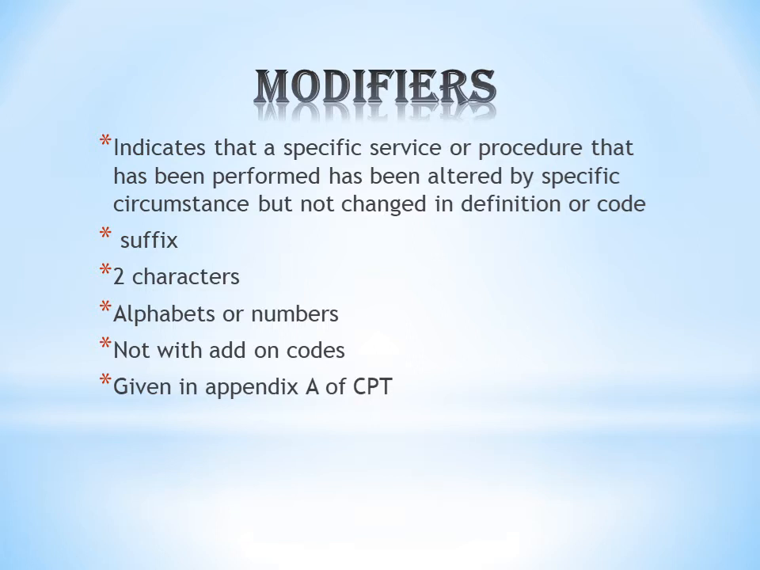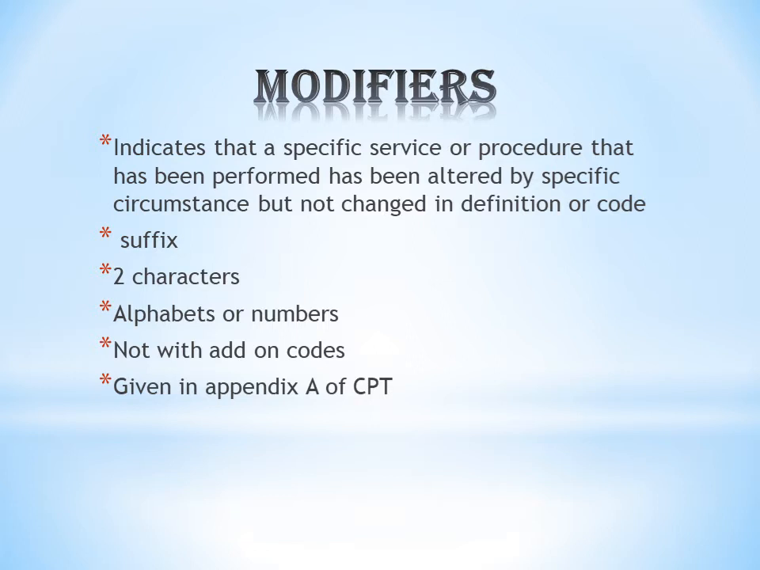So modifiers. Modifiers indicate that a specific service or procedure that has been performed has been altered by a specific circumstance but not changed in definition or code. These modifiers are usually two characters. It can be alphabet, or numbers, or alphanumeric. And they are usually a suffix, that is, they are given at the end, after the code. Now what does it mean?